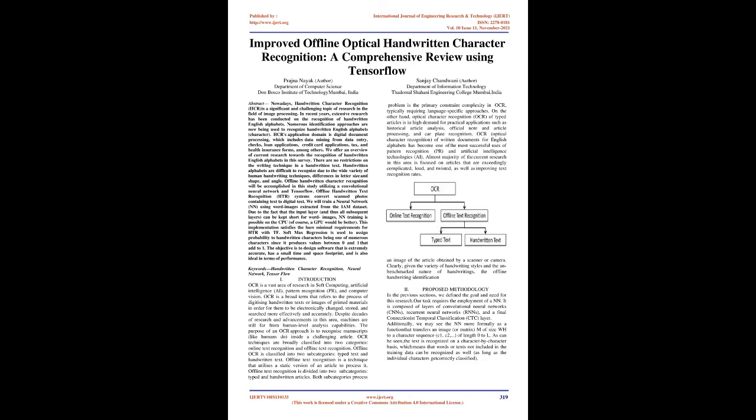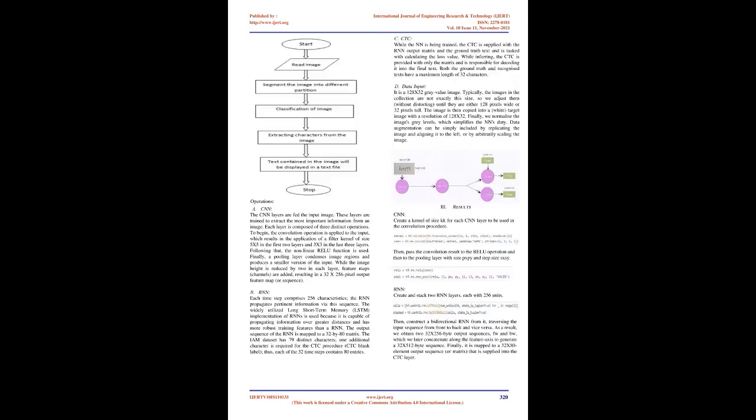Offline handwritten text recognition, HTR, systems convert scanned photos containing text to digital text. We will train a neural network, NN, using word images extracted from the IAM dataset. Due to the fact that the input layer, and thus all subsequent layers, can be kept short for word images, NN training is possible on the CPU. Of course, a GPU would be better. This implementation satisfies the bare minimal requirements for HTR with TF.